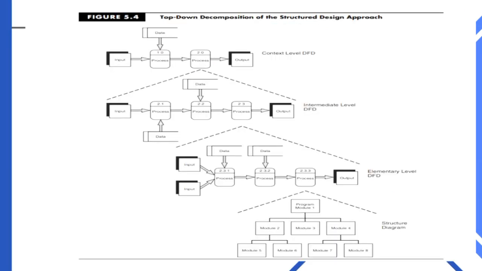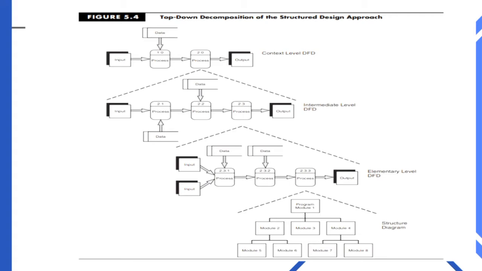As you can see on Figure 5.4, the top-down decomposition of the structured design approach, this is how the system designer follows the top-down approach. From the context level DFD, process 2.0 is decomposed into an intermediate level DFD, and then the intermediate level DFD process 2.3 is decomposed into an elementary level DFD. The decomposition could involve several levels to obtain sufficient detail. Let's just assume that it has only 3 levels. That is sufficient in this case.